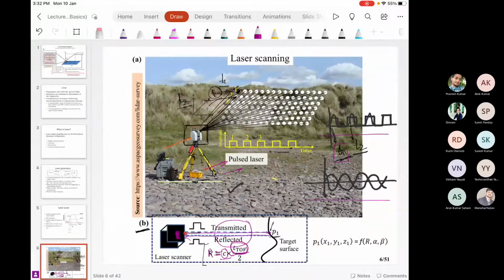Just see the raw measurements which are recorded: they are range. Then there are angle encoders, so alpha and beta, these two angles are also recorded. For that particular laser beam, if we consider target point 1, R, alpha and beta are recorded. And in a Cartesian coordinate system, we can calculate the location of this point 1, that is x1, y1, and z1.